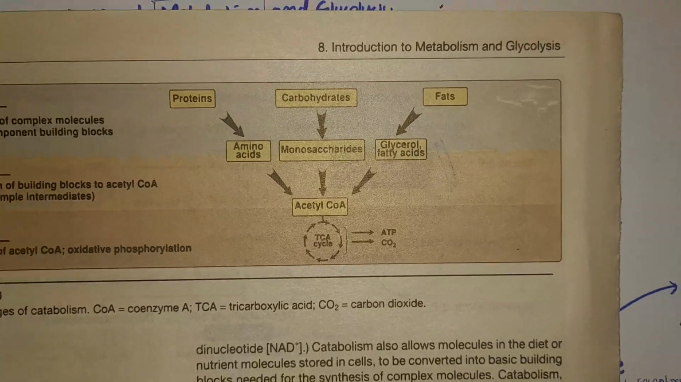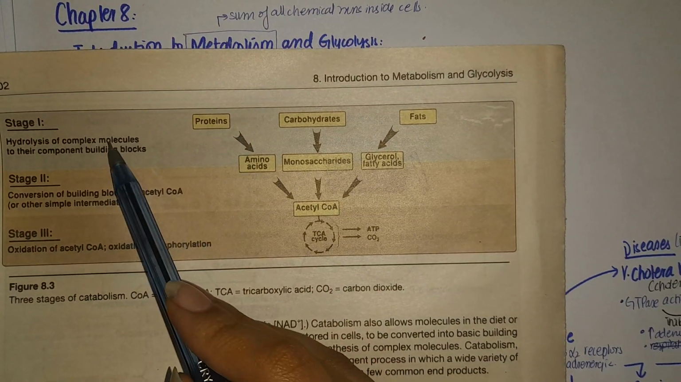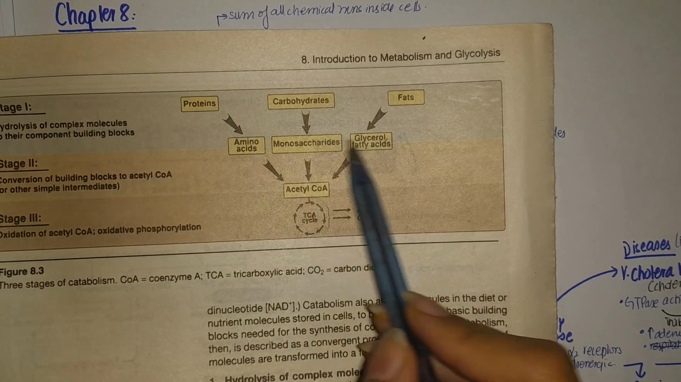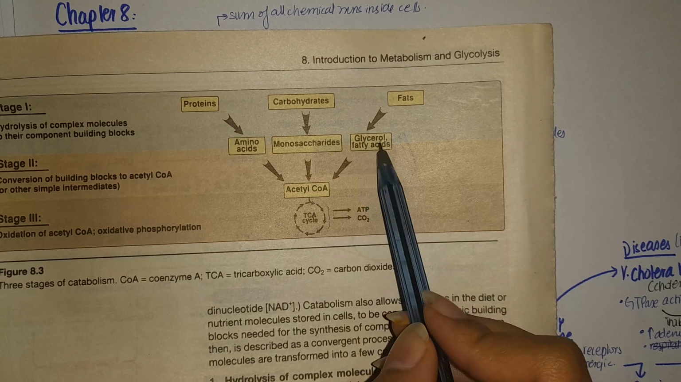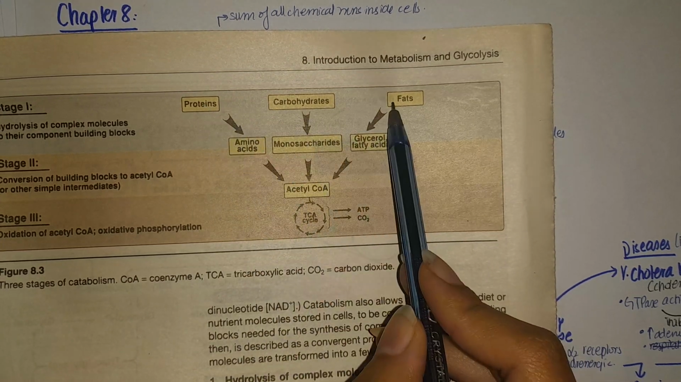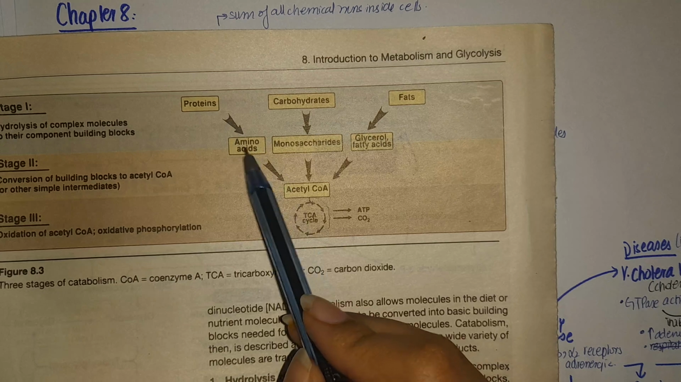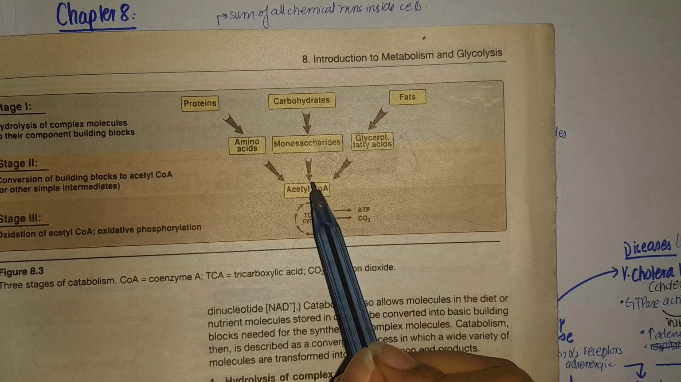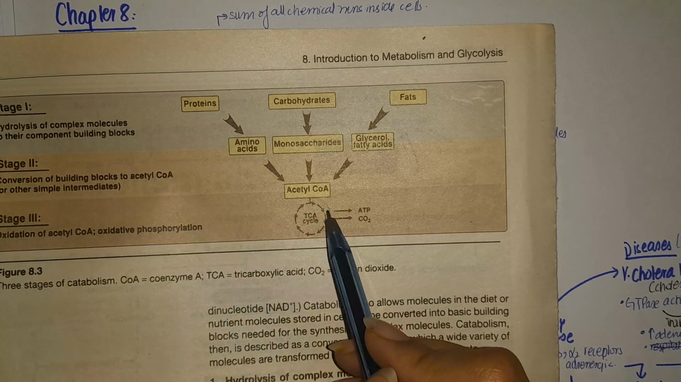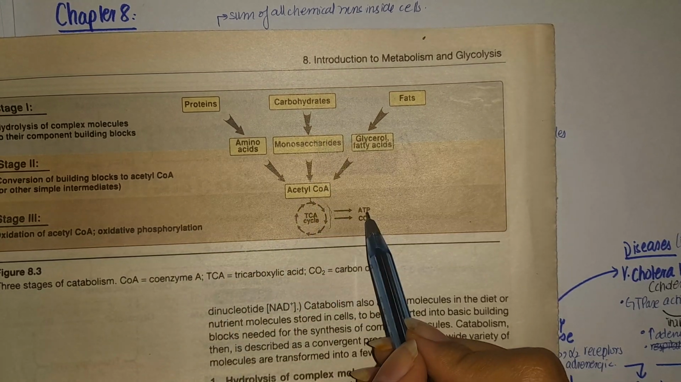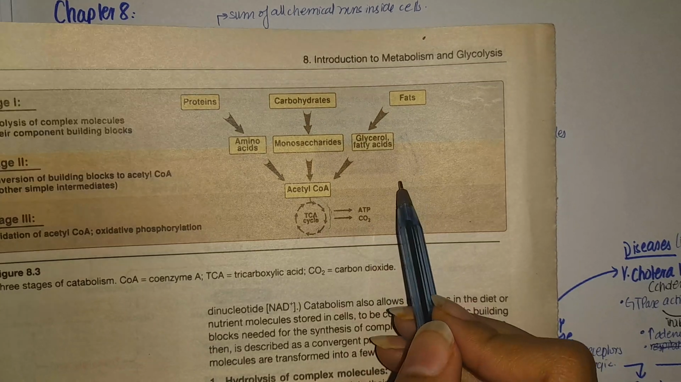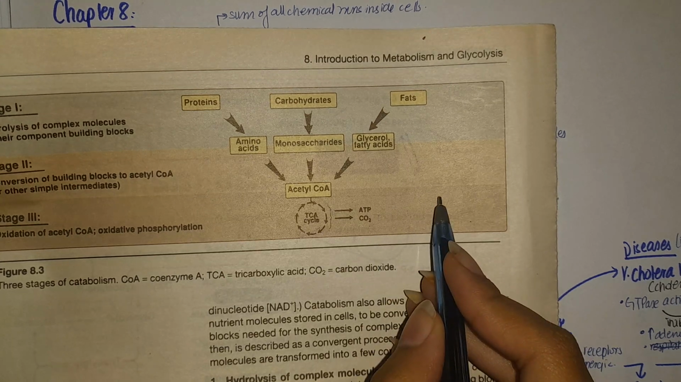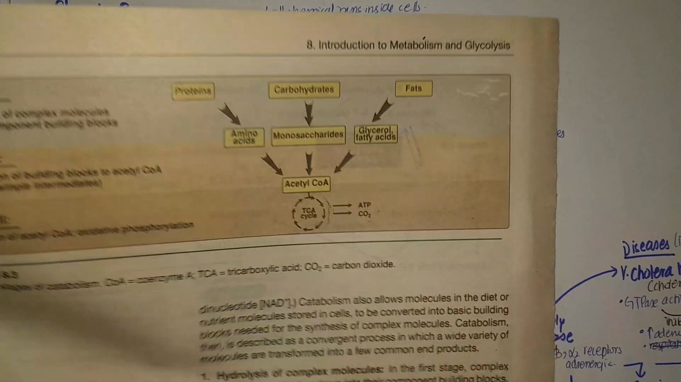of complex molecules. Let me zoom in. So this is hydrolysis of complex molecules like proteins, carbohydrates, fats. They are hydrolyzed into amino acids, monosaccharides, and glycerol and fatty acids. And the second step is the conversion of these smaller products into acetyl coenzyme A. And third is the oxidation of acetyl coenzyme A in the tricarboxylic acid cycle to produce ATP and carbon dioxide. So these catabolic steps produce ATP and are exergonic, or energy releasing, processes.